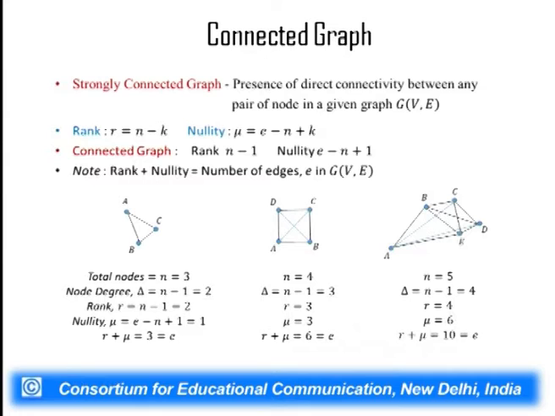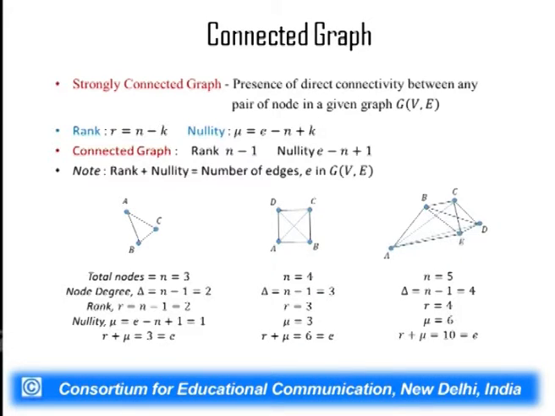Strongly connected means that every pair of nodes are connected to each other by a single hop, by a single link, and such graphs are called strongly connected graphs. As in the figure, we can see a graph with three nodes A, B, C. They are all connected to each other, all are peers to each other. So since the total number of nodes is 3, we can see that the edges here are also 3. Okay.